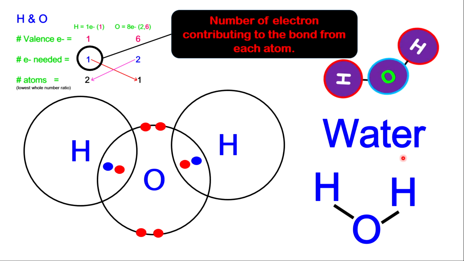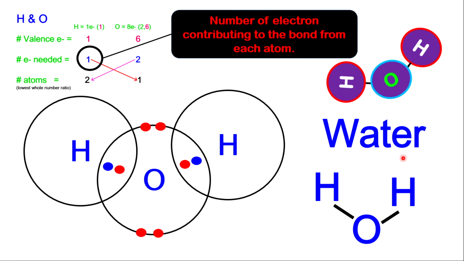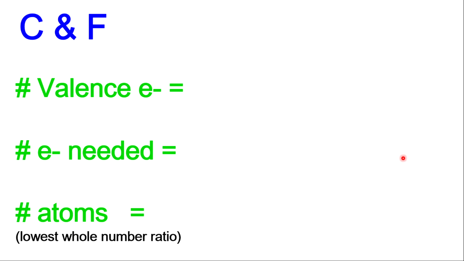So this was kind of fun and easy. So let's do some more examples by following the outline. Our next example here is carbon and fluorine.